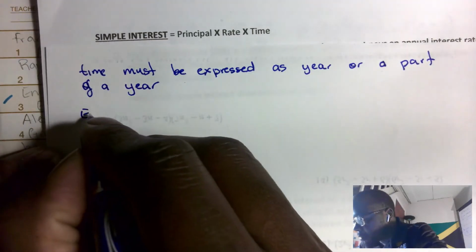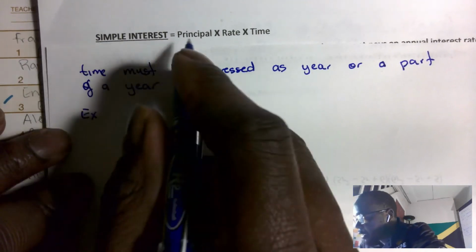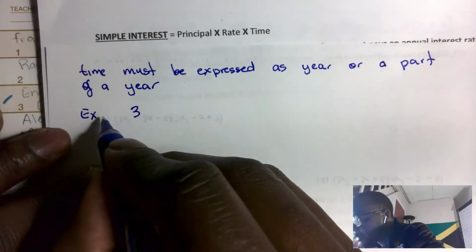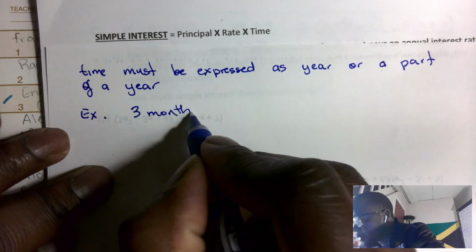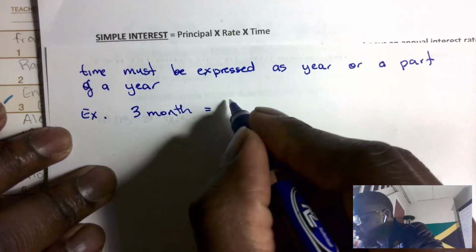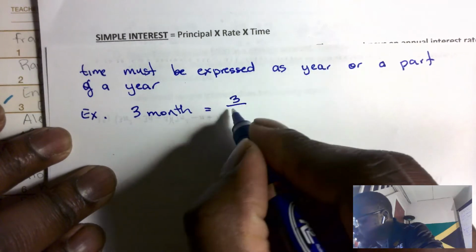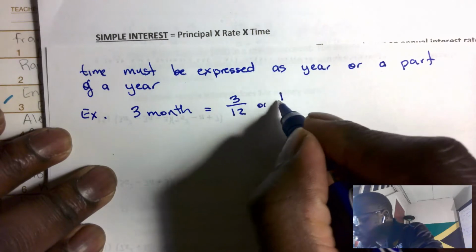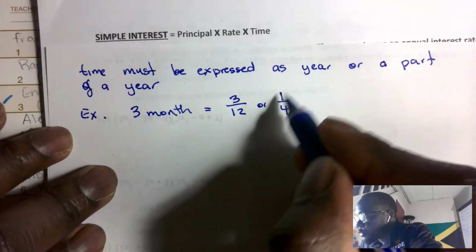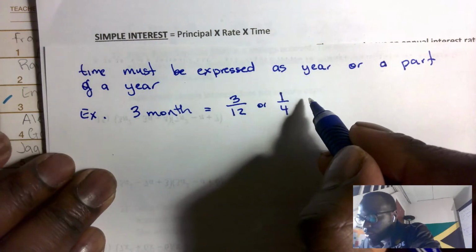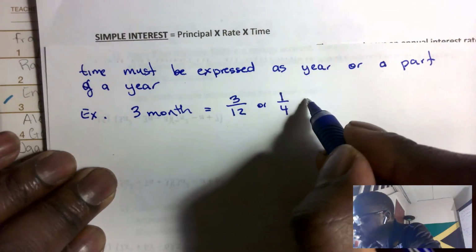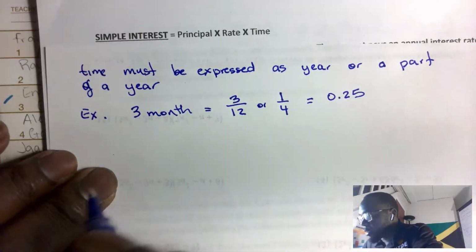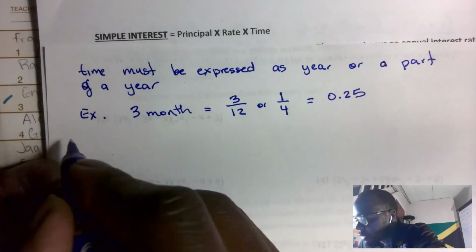So let's look at two examples. If I say you pay $20 at 5% interest for 3 months, you have to express 3 months as a part of a year. How many months are there in a year? I know that there are 12 months in a year, so it's going to be 3 months over 12 months, or when I simplify that, 1 over 4. Now this 1 over 4, I'm going to have to change to a decimal. You have to change it to a decimal to solve it. So this is the same thing as 0.25 years.